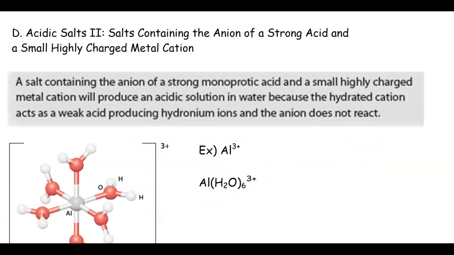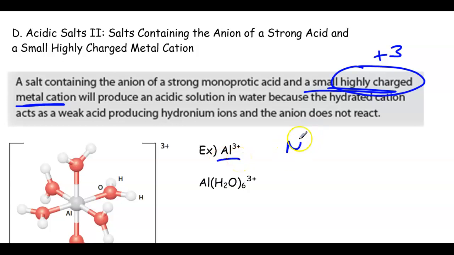So the second type of salt that will create an acidic solution is if you have an anion of a strong monoprotic acid with a small highly charged metal cation. Okay, so highly charged in this case, we're talking about +3 and up. So what ends up happening is, for example, aluminum. So let's say we had aluminum nitrate as our salt, right?